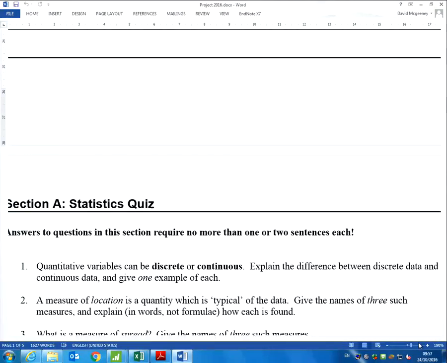Section A: quantitative variables can be continuous or discrete. Explain the difference between them and give an example of each of them. So it's not difficult stuff. But it's only by next week that we will have covered sufficient material. So I'll discuss the project in more detail next week. That's it for today, and now we've got the computer practical upstairs.